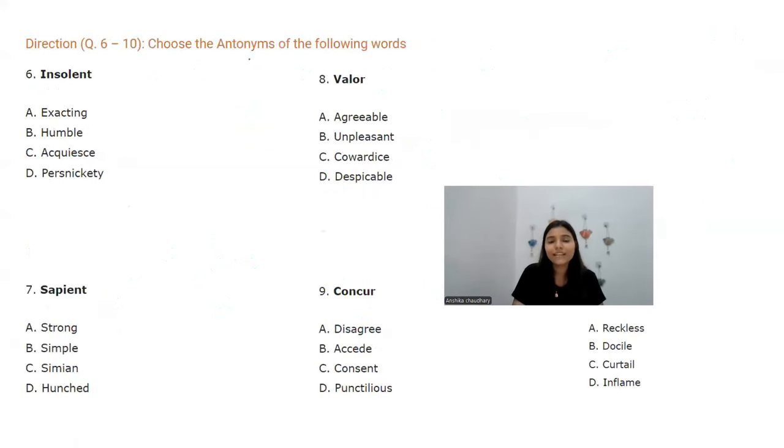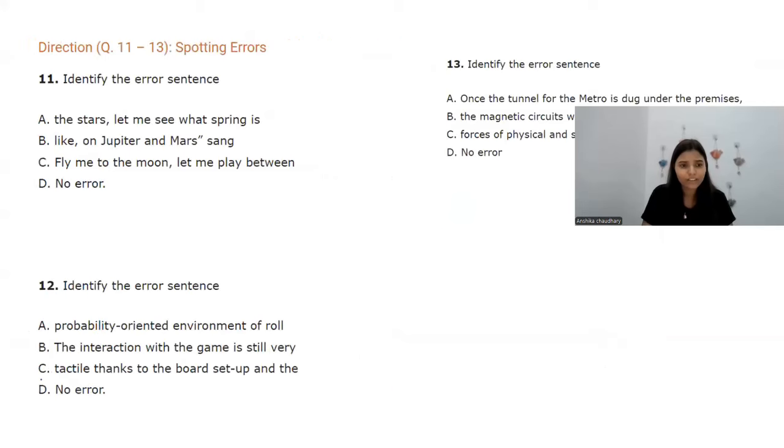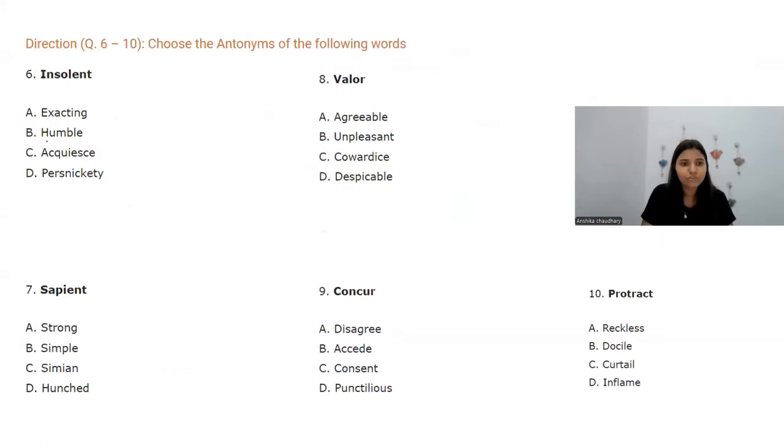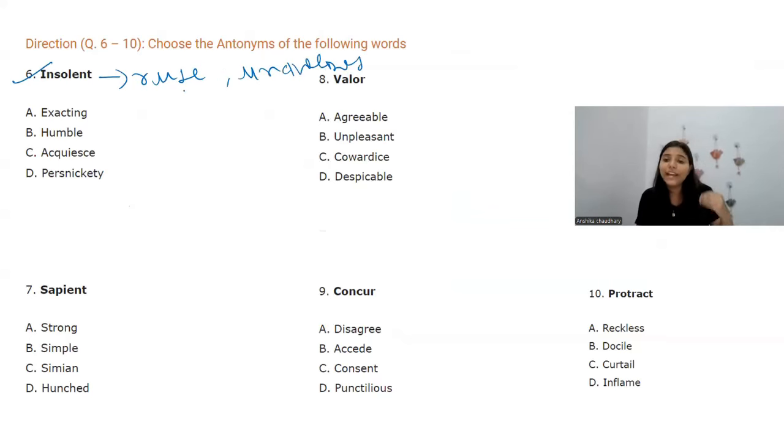So the next question, this time we have to find out the antonym of these words. The first is insolent. What does insolent mean? Insolent means rude or uncivilized, right? So what will be the antonym of this? That means one who is civilized or one who is humble. So humble will be the correct answer for this question. Let's move on to the next question.